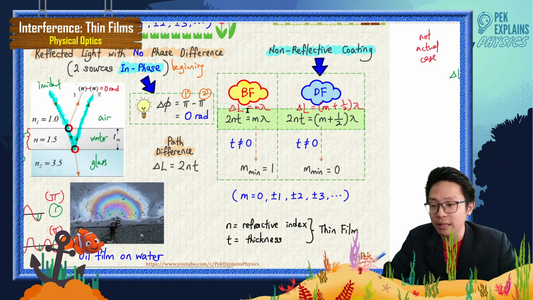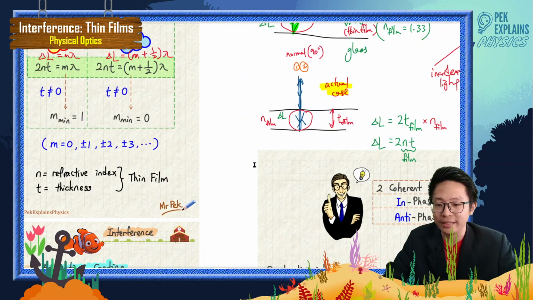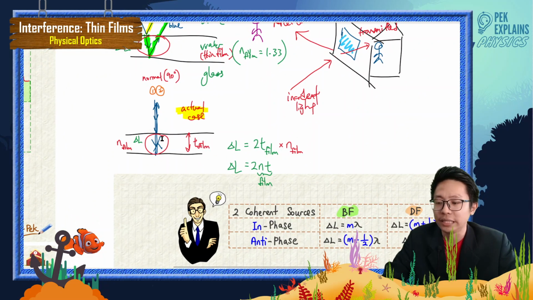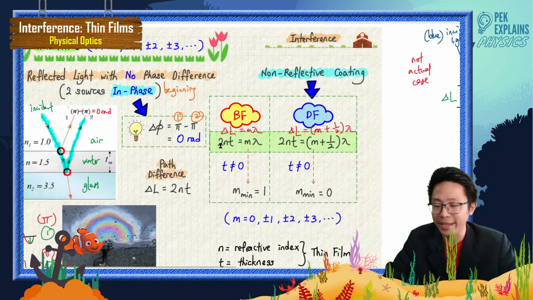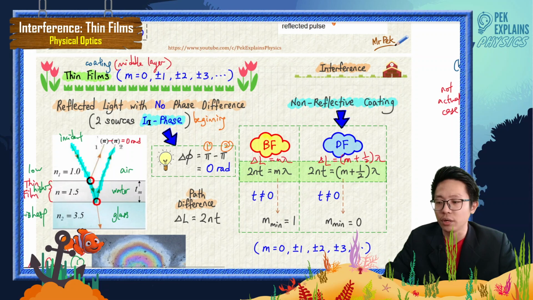So delta L is equal to 2nt. Still remember just now we learned about delta L. Delta L is 2nt: 2 times the thickness multiplied by the refractive index of the film. So 2nt equal to m lambda. That's why the bright fringe formula is 2nt equal to m lambda. The dark fringe formula is 2nt equal to m plus half lambda. Just substitute delta L with 2nt. That's how we get the bright fringe or dark fringe formula for in-phase source, refracted light with no phase difference.